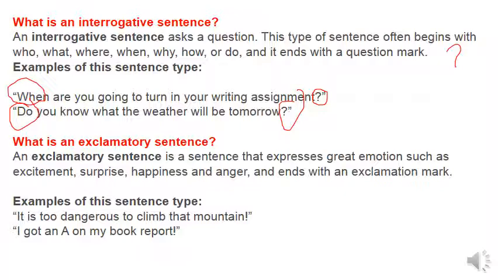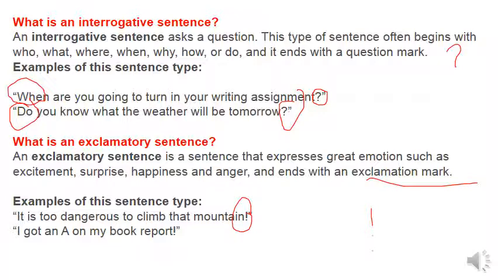What is an exclamatory sentence? An exclamatory sentence is a sentence that expresses great emotion, such as excitement, surprise, happiness, anger, sadness, and it usually ends with an exclamation mark. Let's read these examples. It is too dangerous to climb the mountain! So, this sentence is expressing a certain feeling, it's expressing a certain emotion, and it ends with an exclamation mark.